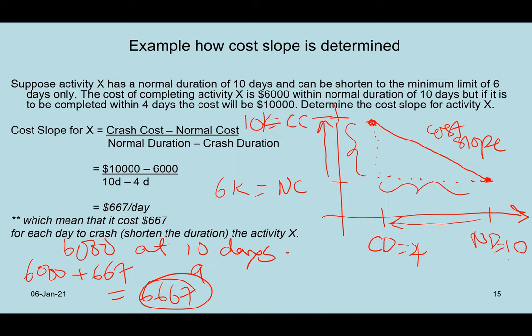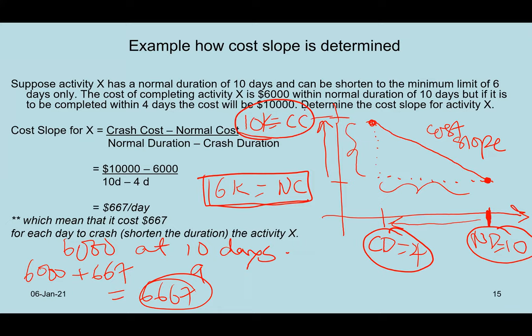Okay, similar example, let's assume one activity, the original duration is 10 days, but this activity can be crashed up to 4 days, the maximum that can be crashed. For sure, if you do the activity in 10 days, the cost is not a lot, only 6,000. But if you crash the activity to 4 days, the cost is going to skyrocket to 10K. So how do you calculate the cost slope here? Cost slope is the difference between the costs divided by the difference between the durations.